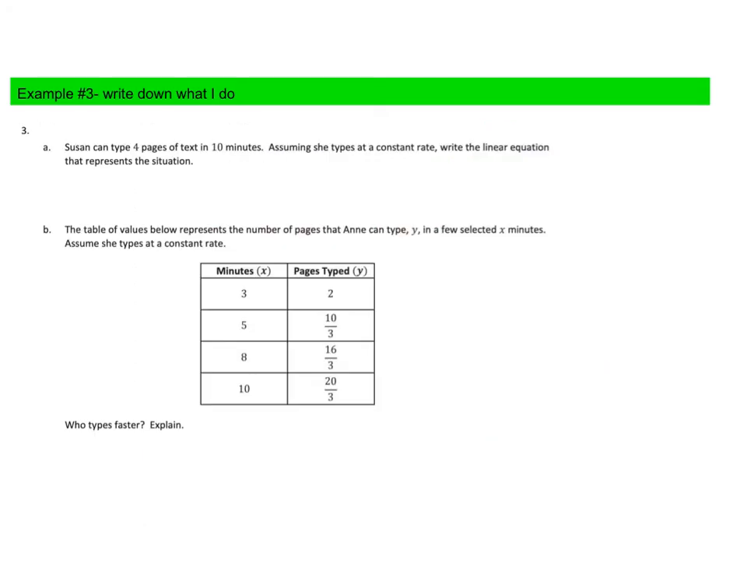All right, for example 3, we're going to be doing the same thing. This time we have a table that we're going to be using to compare as well. It says Susan can type 4 pages of text in 10 minutes. Assuming she types at a constant rate, write the linear equation that represents the situation.